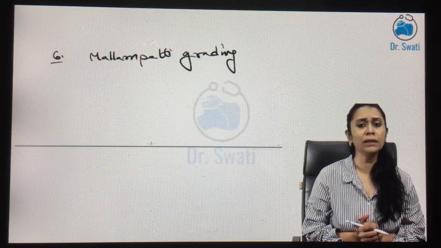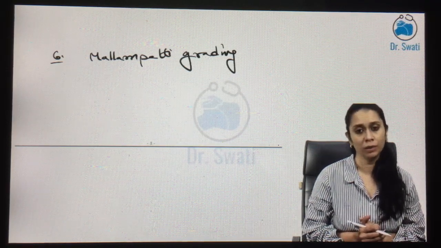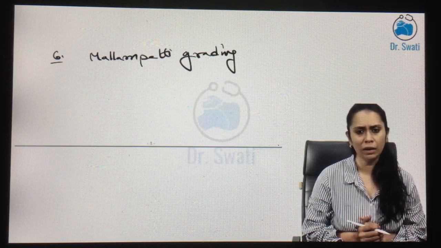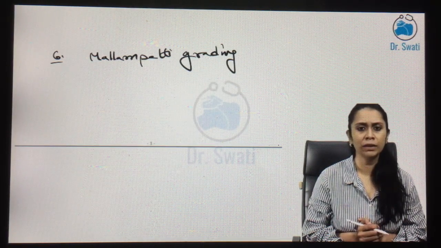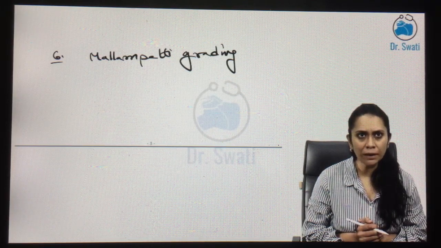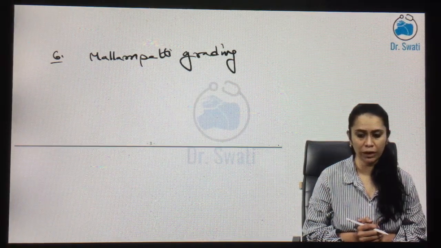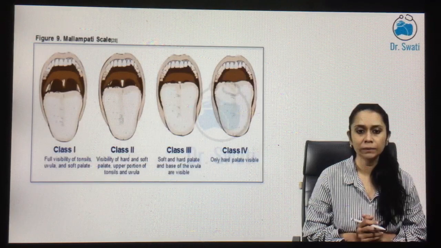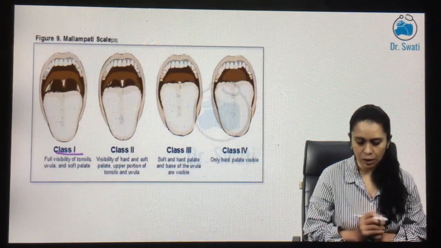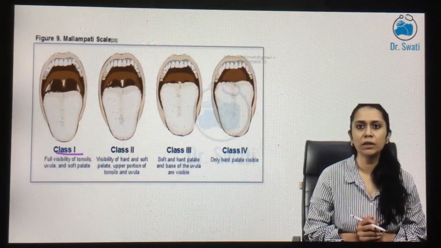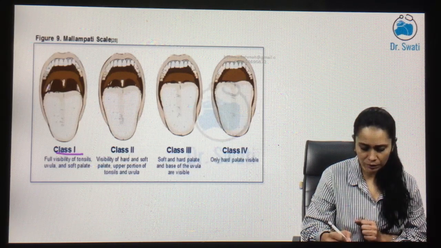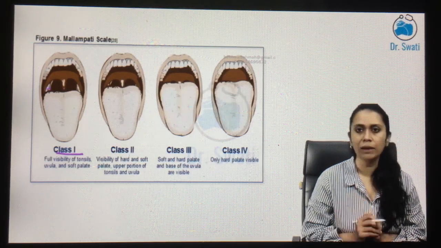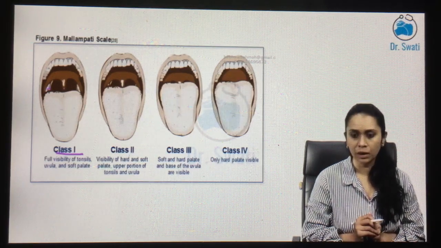If the patient vocalizes, it will increase the tone of the oral cavity and the assessment may be affected. So I just ask my patient to open his mouth and take the tongue out. Then I peep inside his oral cavity and try to see the structures. And what do I see? I see this: Class 1. I have full visibility of every structure of the oral cavity. I can see the tonsillar pillars, fauces, uvula, soft palate, hard palate. I can see everything, right?